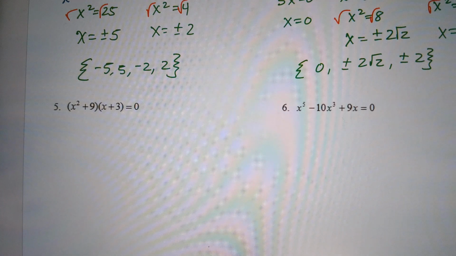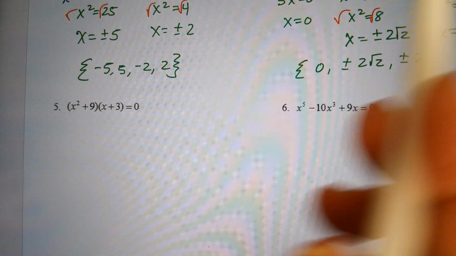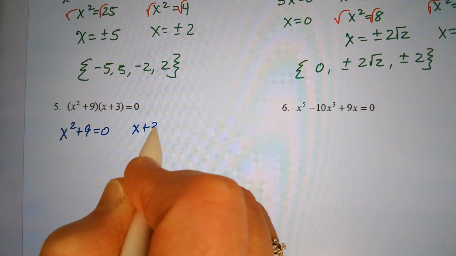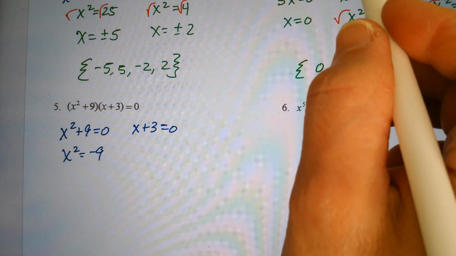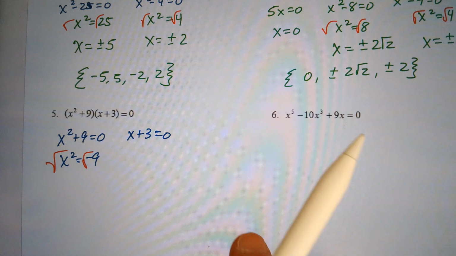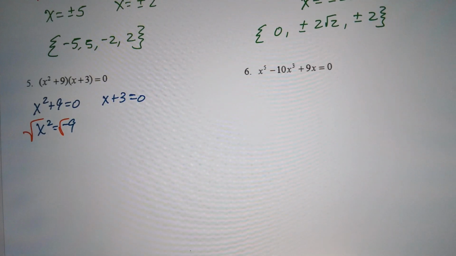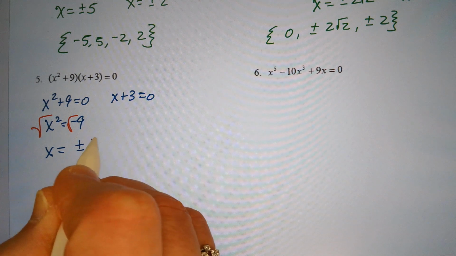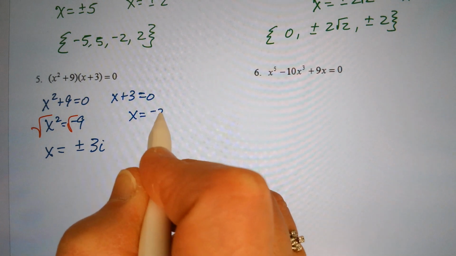Number 5 is already factored for us. So let's just take each factor and set it equal to 0. Subtract 9, x squared equals -9. Square root each side. X equals plus or minus 3i. Subtract 3 from both sides here, x equals negative 3.